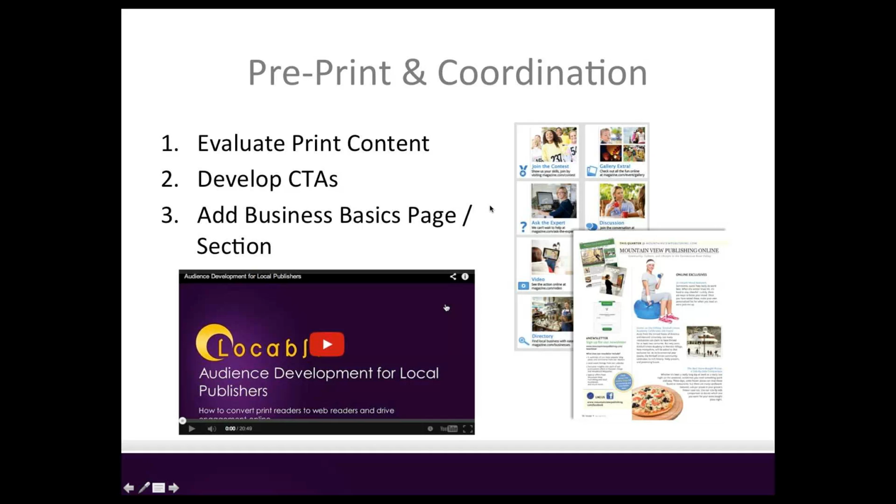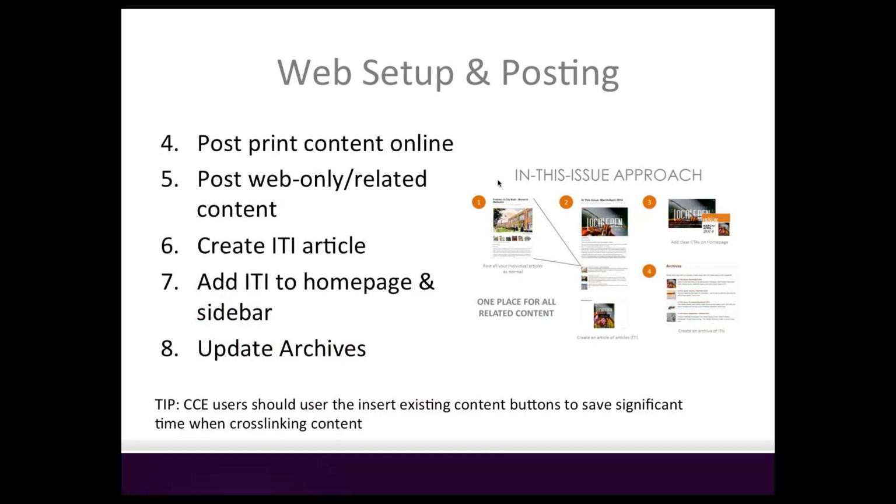So these are the first three things that you should do. Clearly, this happens before you finalize your print product because you've got to slip in the CTAs and the business basics page or section. Now, once you've gone to print, we're going to suggest that you follow this In This Issue approach. And we've spent some time in the past talking about this. We'll talk about it again on the webinar, but I'm going to spend a few more minutes here.